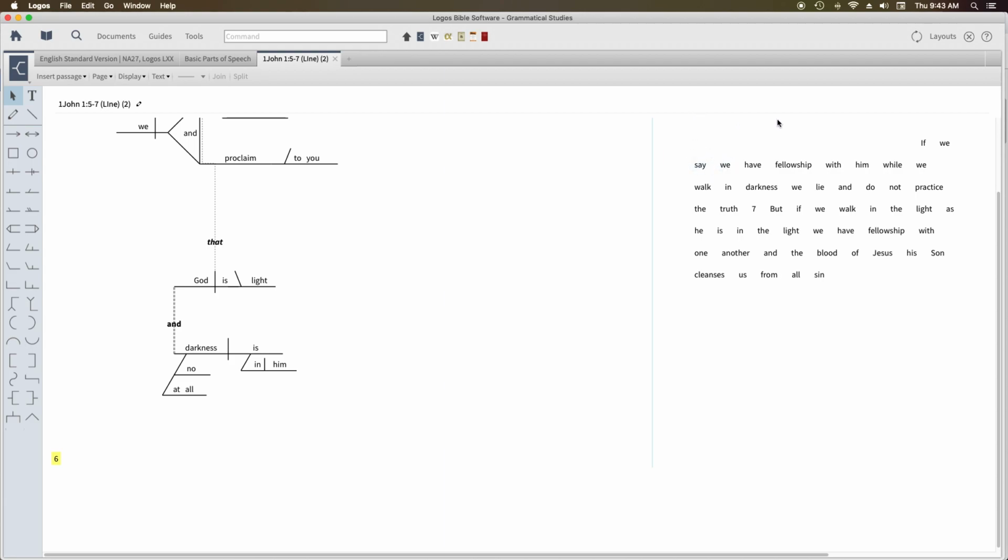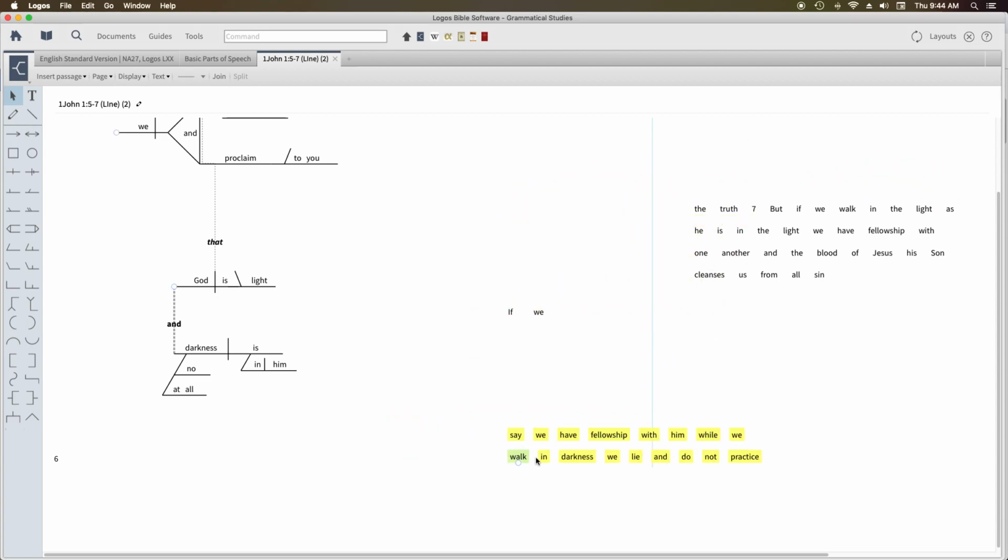Now, verse 6 is interesting because it starts with a conditional. Okay, conditional, anytime you see the word if, most of the time, it's going to be conditional. So, if we say we have fellowship with him while we walk in darkness, we lie and do not practice the truth. So, when you run into a conditional, the first thing you need to do is you need to find the main subject.